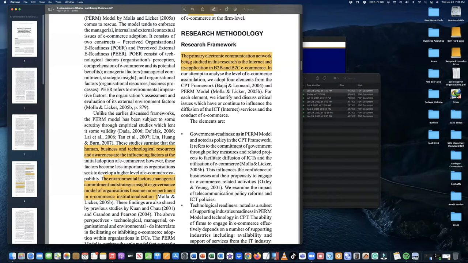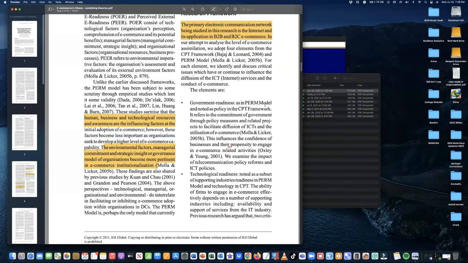Now, for B2B and B2C, what are the elements you're looking for? We adopt four elements. We are combining two theories now, because one theory cannot solve the problem. We adopt four elements from the CPT framework and the PEM model. For each element, we identify and discuss the critical issues which continue to influence the diffusion of ICT, the internet services, and the uptake of e-commerce. The first one is government readiness. So the PEM model has something called government readiness, and that's what you're taking as is. So government readiness as in the PEM model and as in policy in the CPT framework.